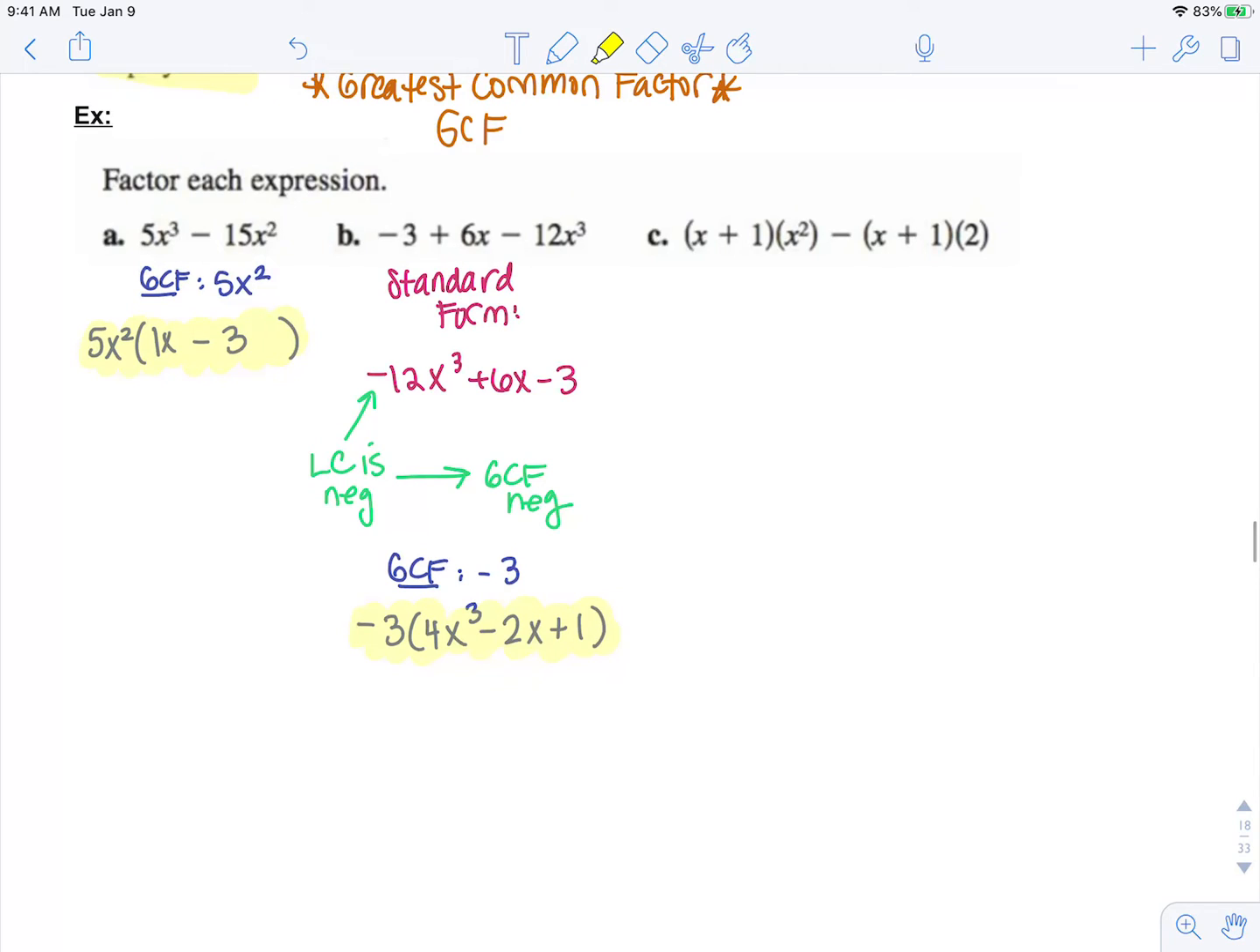Now part C might look a little more confusing, but when we pay attention to this problem, it is a binomial because there are two terms separated by subtraction.